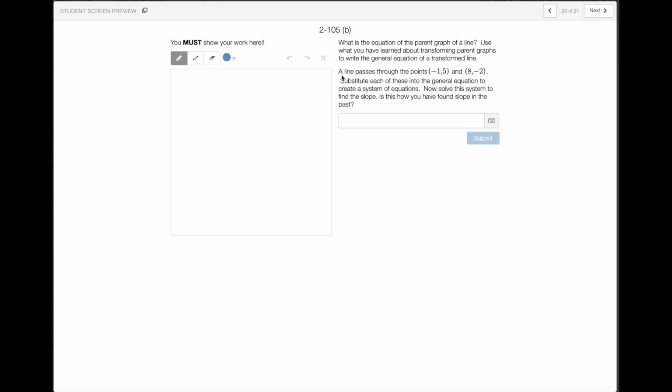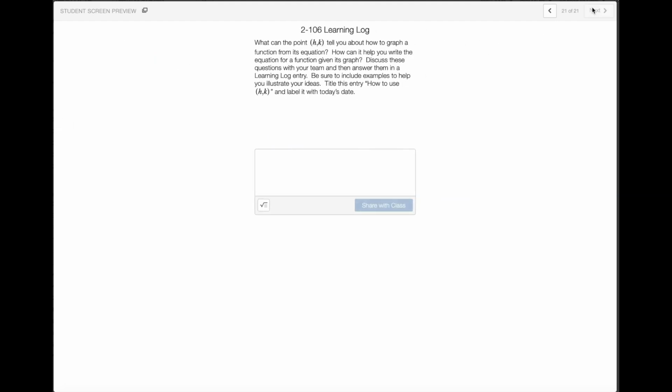You're also going to do the same thing. You're going to write the equation of the line. This one you're given 2 points. So it's asking you to create a system of equations in general equation to be able to write your slope and be able to find what your equation is. And the last thing you're going to do is a learning log. So please push pause so that you can read through it and type in a thoughtful response for your teacher.